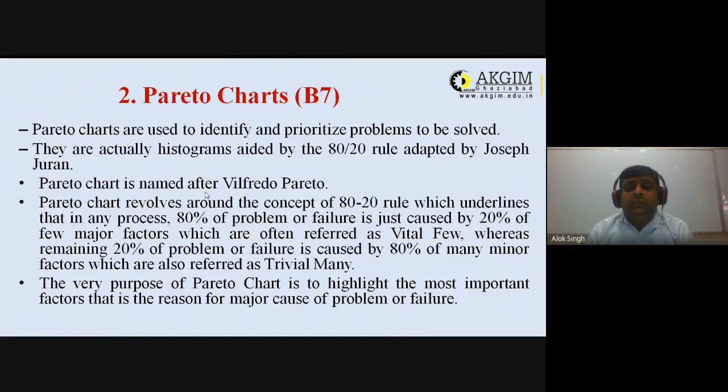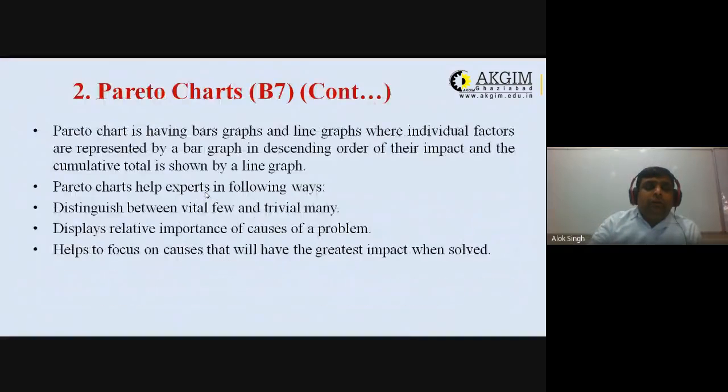Basically, you need to identify those 20% causes that are the cause of those 80% problems. So the very purpose of the Pareto chart is to highlight the most important factors, that is, the origin of major causes of problems or failures. The Pareto chart has a bar graph and a line graph, where individual factors are represented by the bar graph in descending order of their impact, and the cumulative total is shown by the line graph.